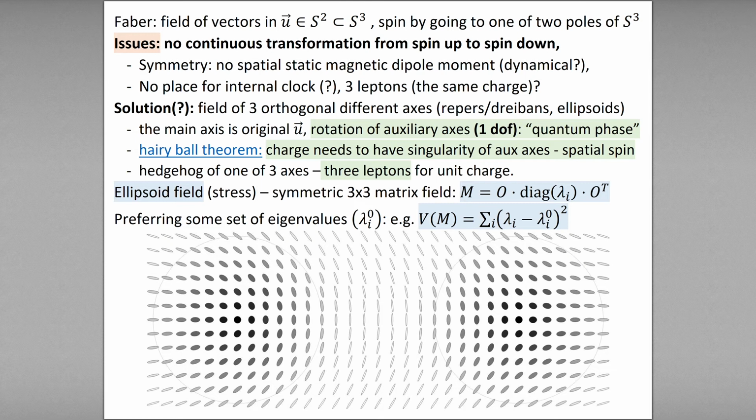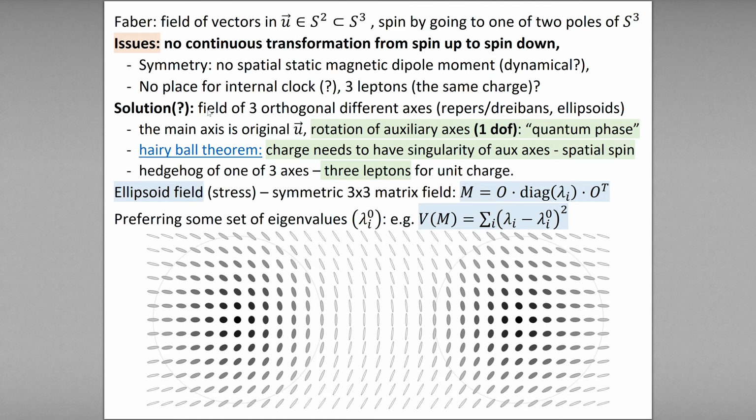This way we get three solutions, three configurations which are asymptotically the same, have the same electric topological charge. However, they have different realization, they can have different mass. So these are three leptons because of three spatial dimensions. Using this space of three axes, or graphically ellipsoids with three different axes, we get three leptons because of the spatial dimension. Even more, we get this additional rotation that I interpret as the quantum phase, which rotates in de Broglie's clock.